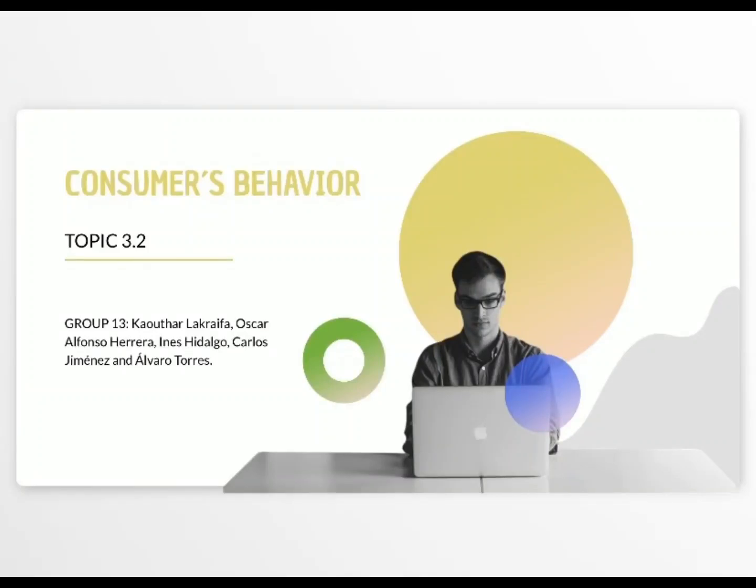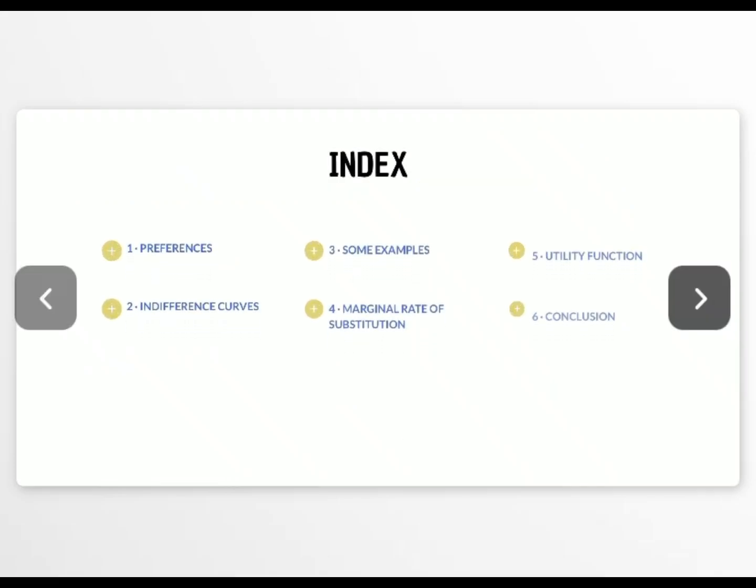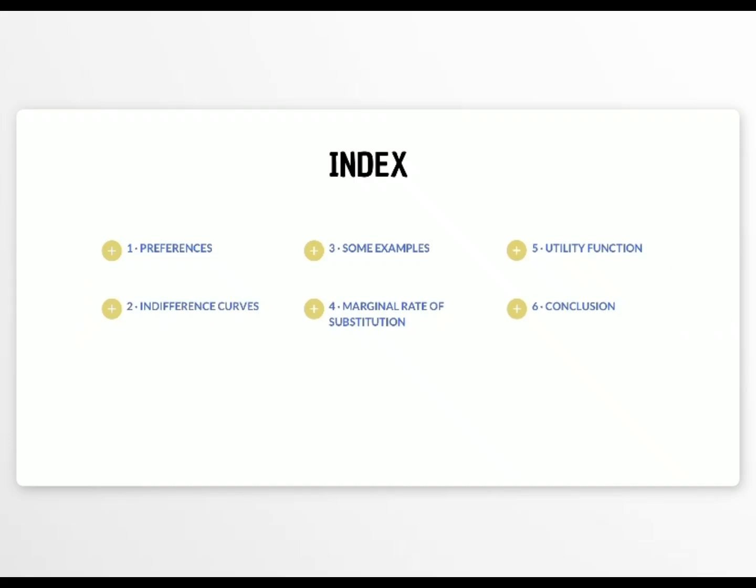Today we will explain key concepts from Topic 3.2: Budget Constraint, Preferences, Indifference Curves, Marginal Rate of Substitution, and Utility Function. These are essentials for understanding how consumers make decisions to maximize satisfaction under limited resources.